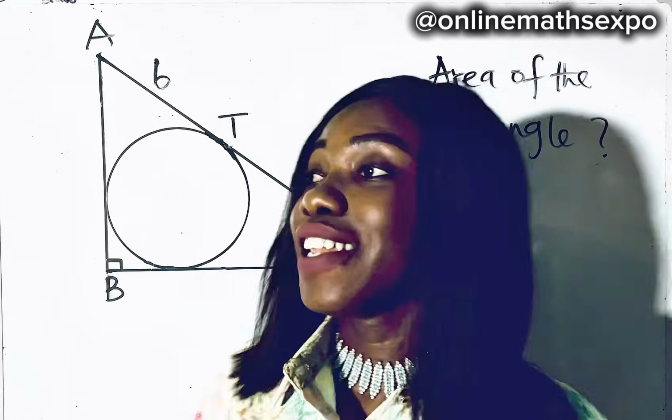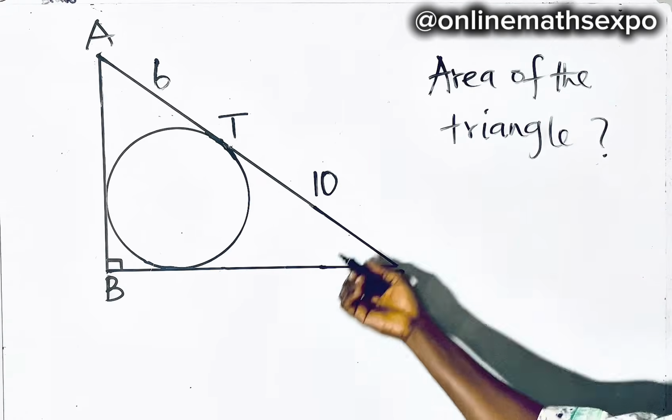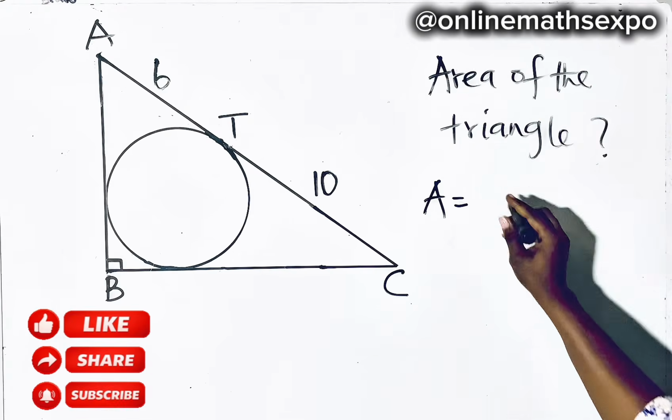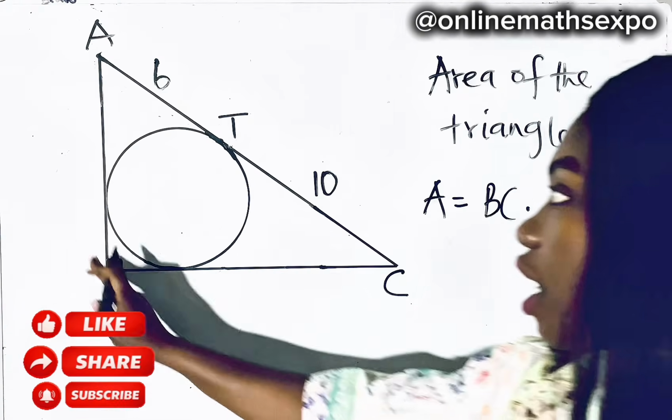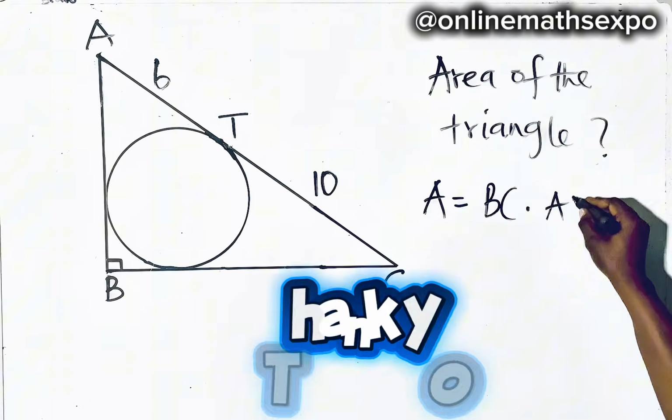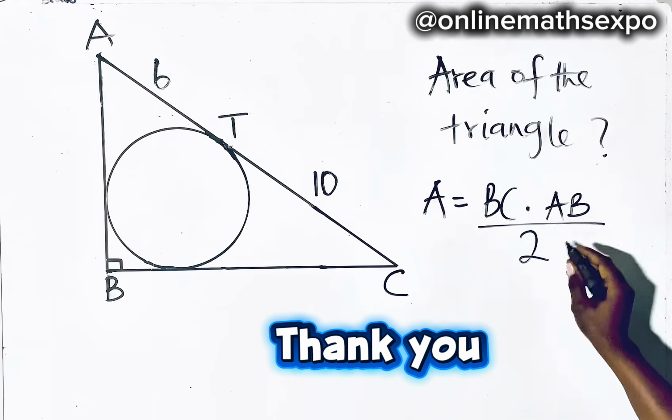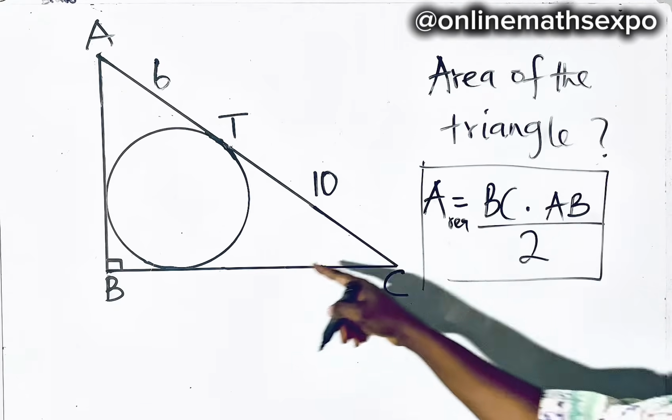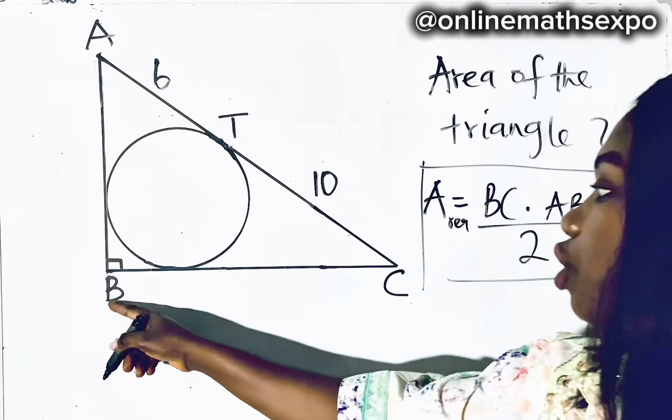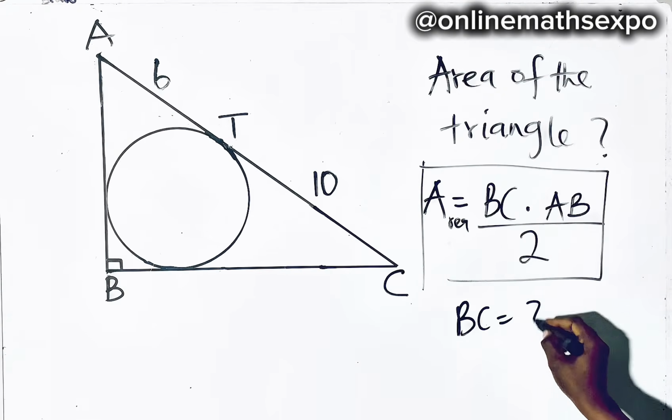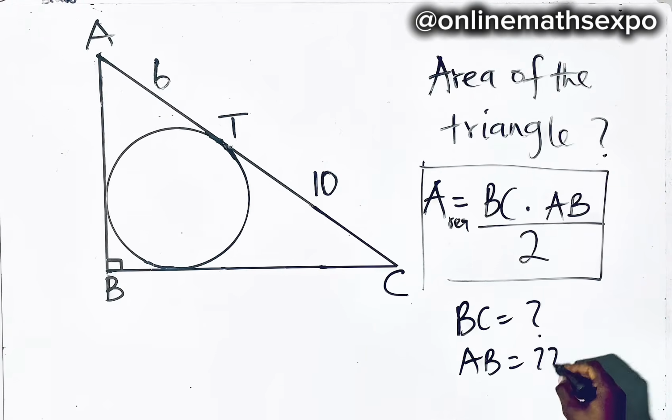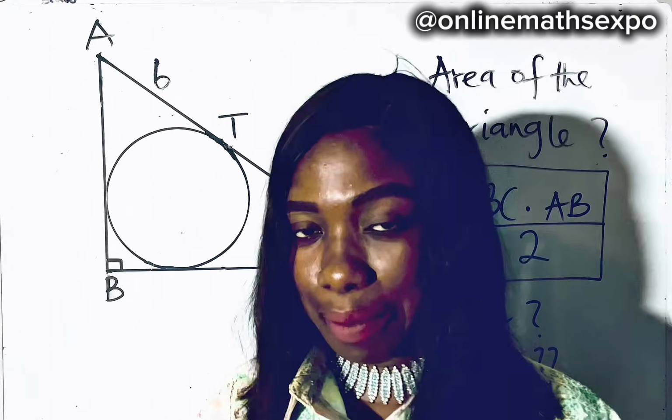It's just so easy. Now remember that to find the area of this triangle, we quickly take the length of BC, multiply it by the height, which is AB, and whatever result we have, you divide by 2. Doing this gives you the area of triangle ABC. But the question is, do we know length BC? Do we know length AB? Until we find these lengths, we cannot find the area. Let me show you how to get them step by step.